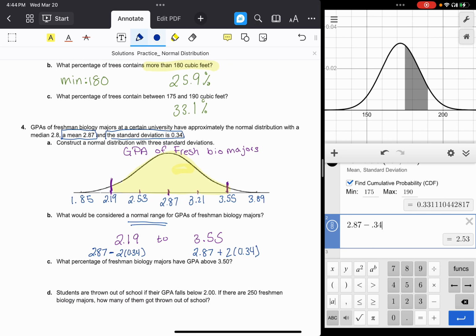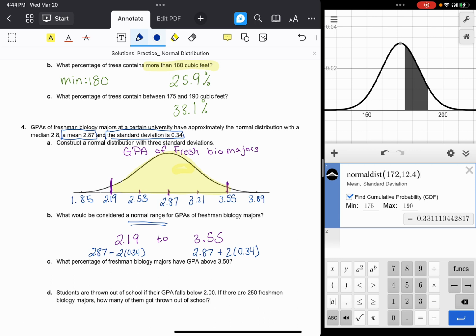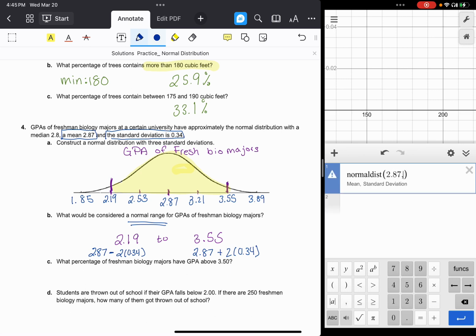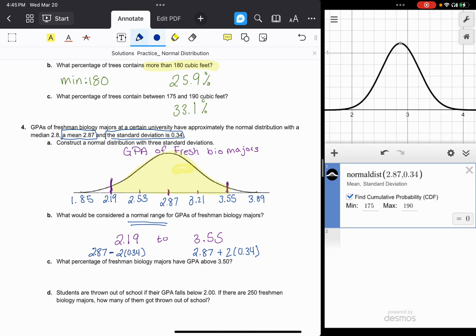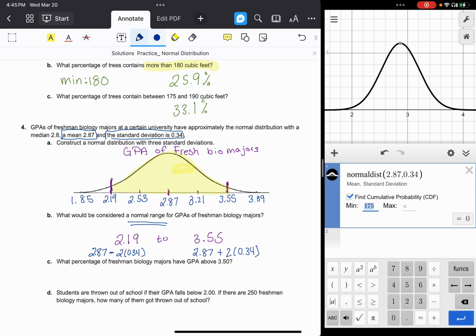All right, now we're back to our percentages. Now, don't forget to change your mean and your standard deviation in the calculator. So 2.87 is very different than 172. And 0.34, notice I need to zoom in. I'm going to clear out my min and max. So I'm back sort of to square one.